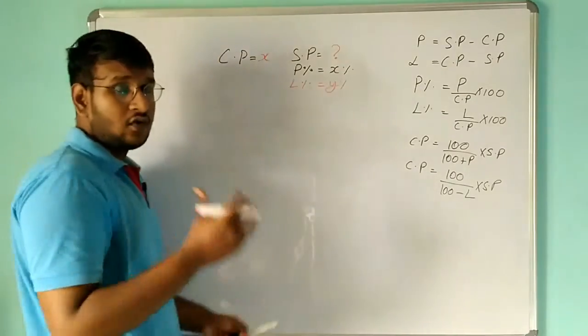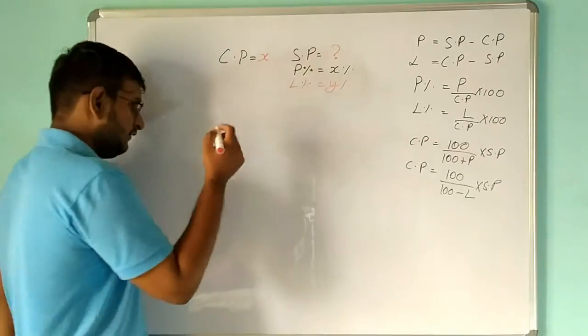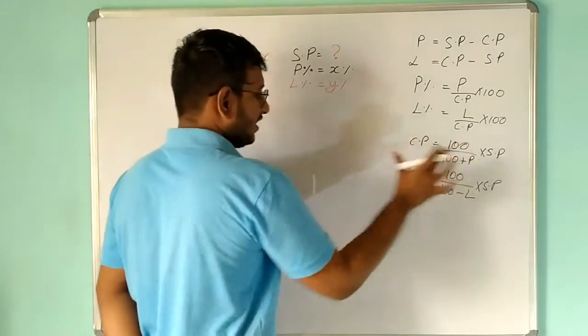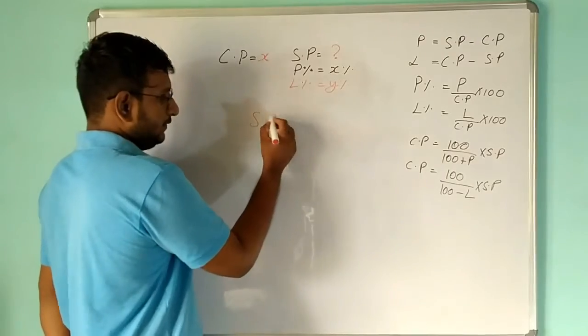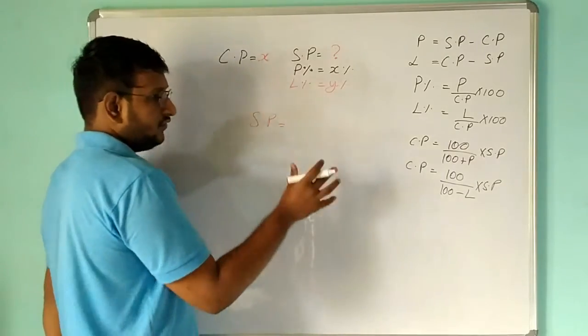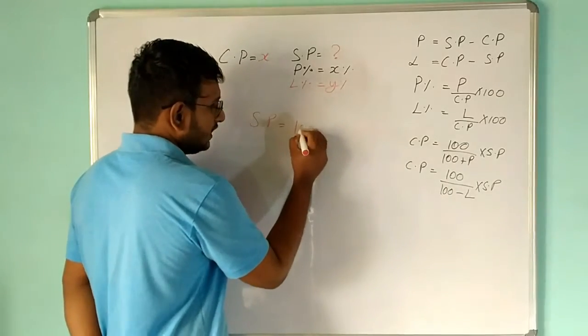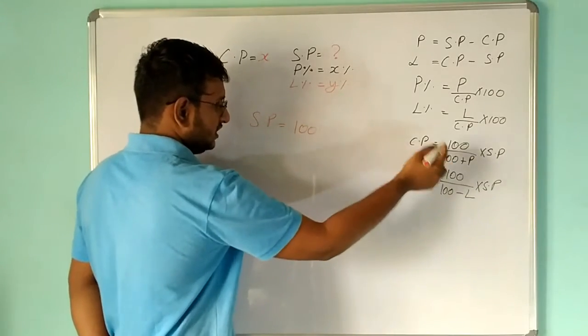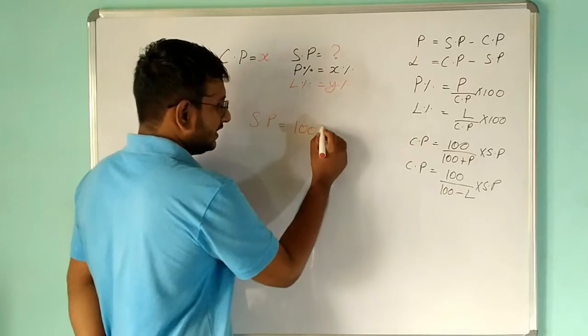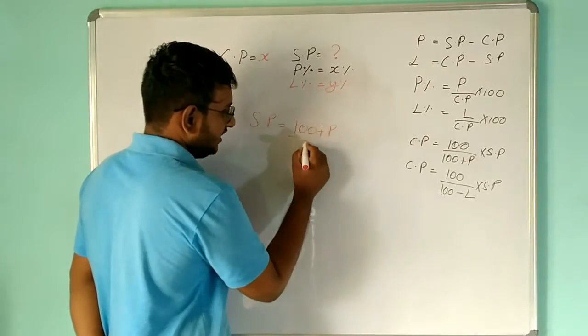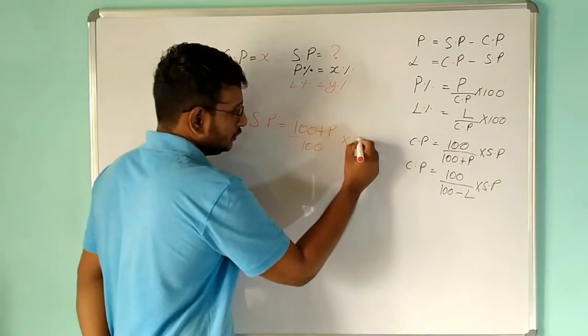So in this case, what we have to do is use a similar formula like this in order to find the selling price. What we are going to do is just interchange this formula. We will change the denominator and numerator. So 100 plus profit percentage divided by 100 into CP.